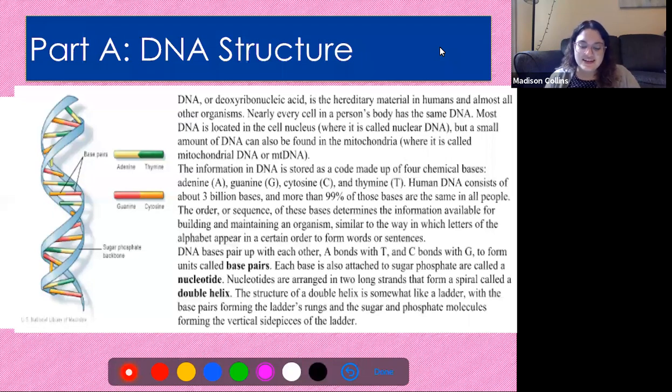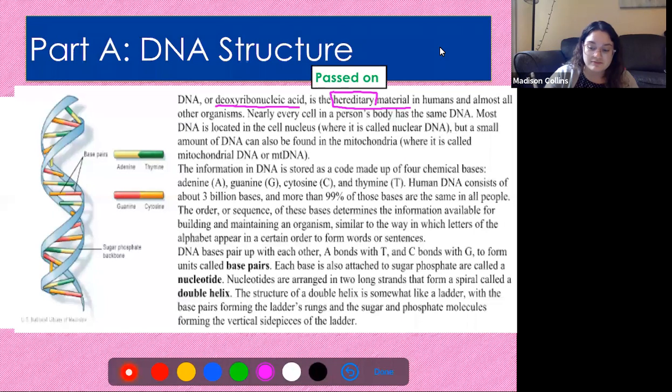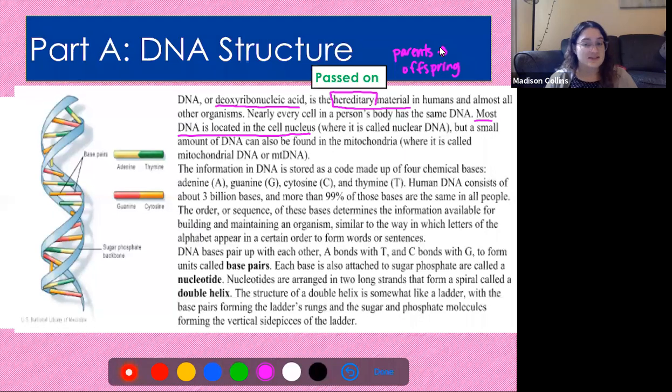So let's get started. DNA, or deoxyribonucleic acid, is the hereditary material in humans and almost all other organisms. Now, when we see this word hereditary, we need to know that we're talking about material that is passed on, specifically from your parents to you, from parents to offspring. Nearly every cell in a person's body has the same DNA. Most DNA is located in the cell's nucleus, where it's called nuclear DNA. But there's actually a small amount of DNA that can be found in your mitochondria. We call this DNA mitochondrial DNA, or mtDNA.